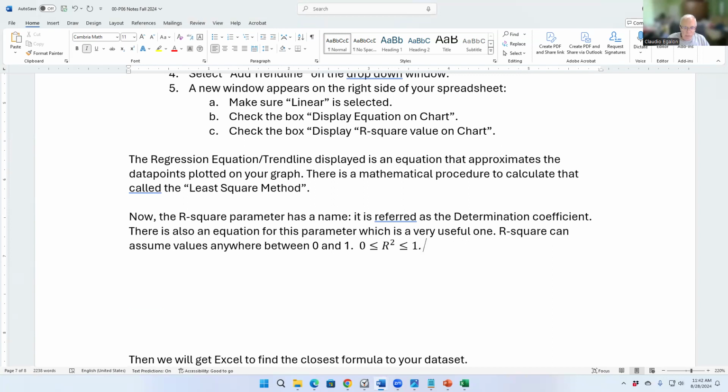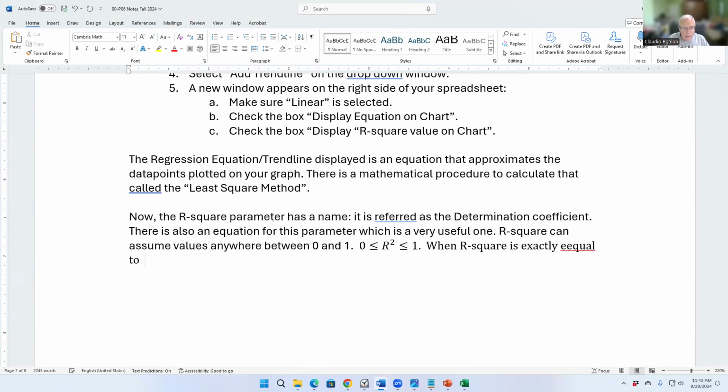And we have this interpretation that I'm going to give you. When R square is exactly equal to 1, it means that your regression equation fits the data points perfectly. Perfectly.